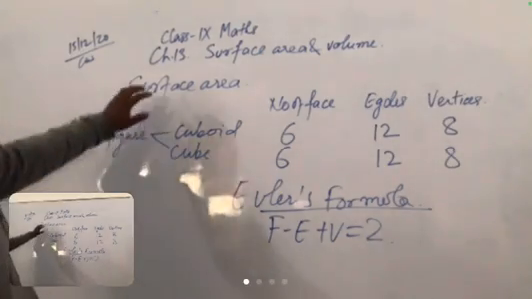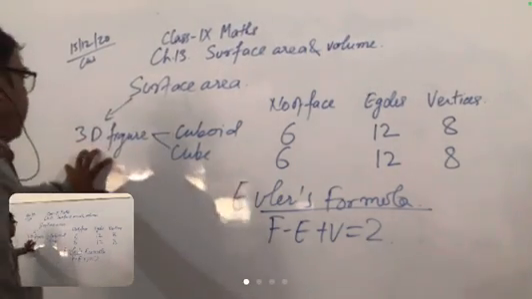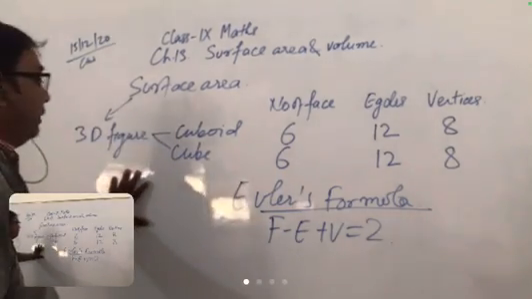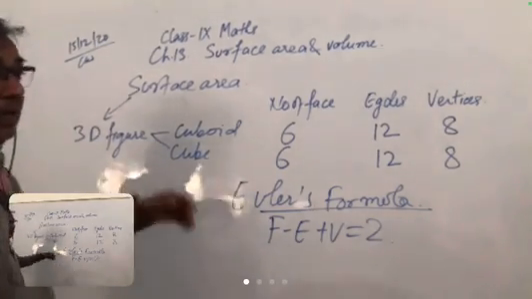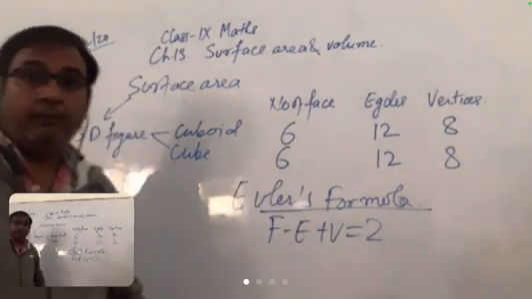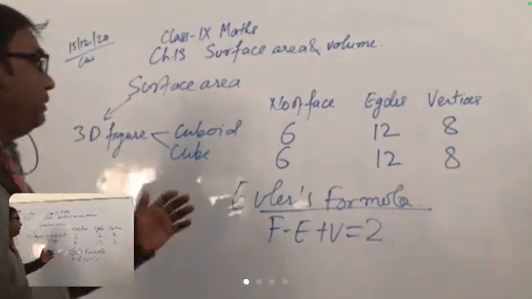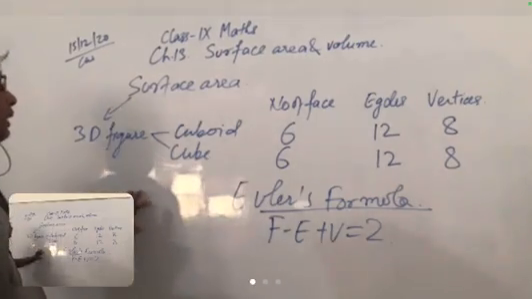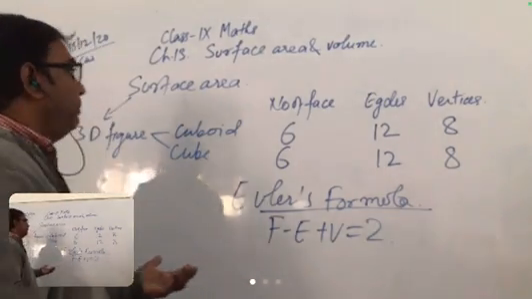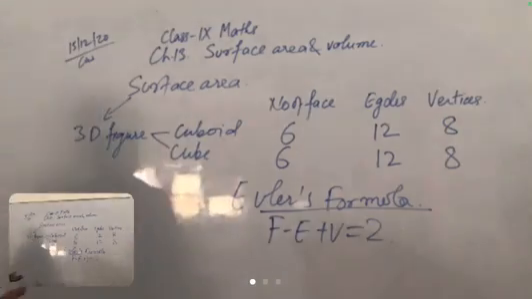Now, if we are talking about the surface area of a 3D figure, because surface area is not possible with 2D figures, as a 2D figure is a two-dimensional figure with only one surface. So the simple area and the surface area are both the same.